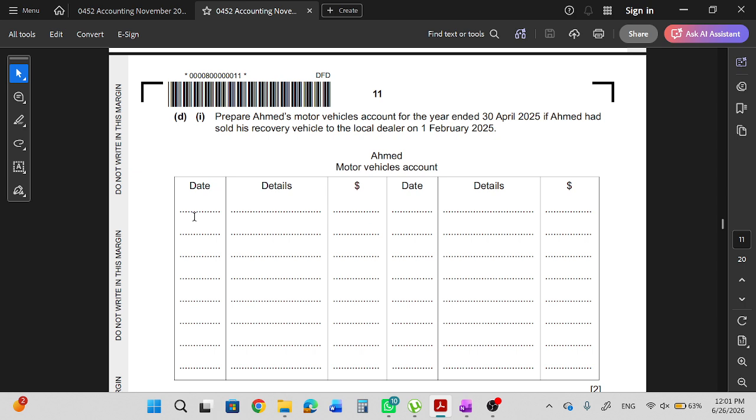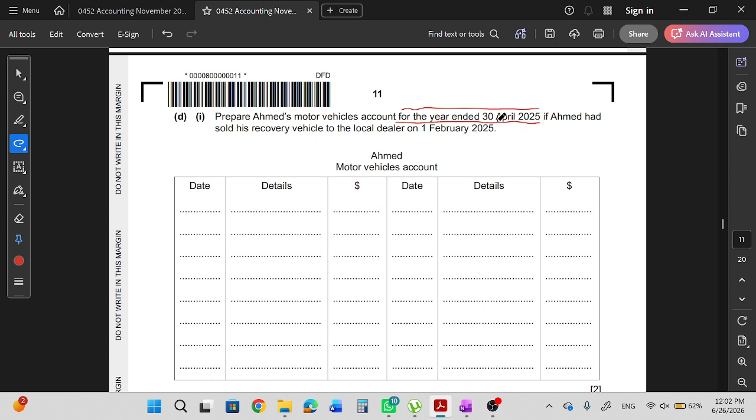Today we are going to continue the same question number 3. It's part D, where we have to prepare motor vehicle account and disposal account. In part 1, they are asking us to prepare motor vehicle account, and whenever they ask to prepare any account, they give you a date for the year ended. For the year ended 30th April 2025 means they are asking about the details of the account for this year, that is ending on 30th April 2025.